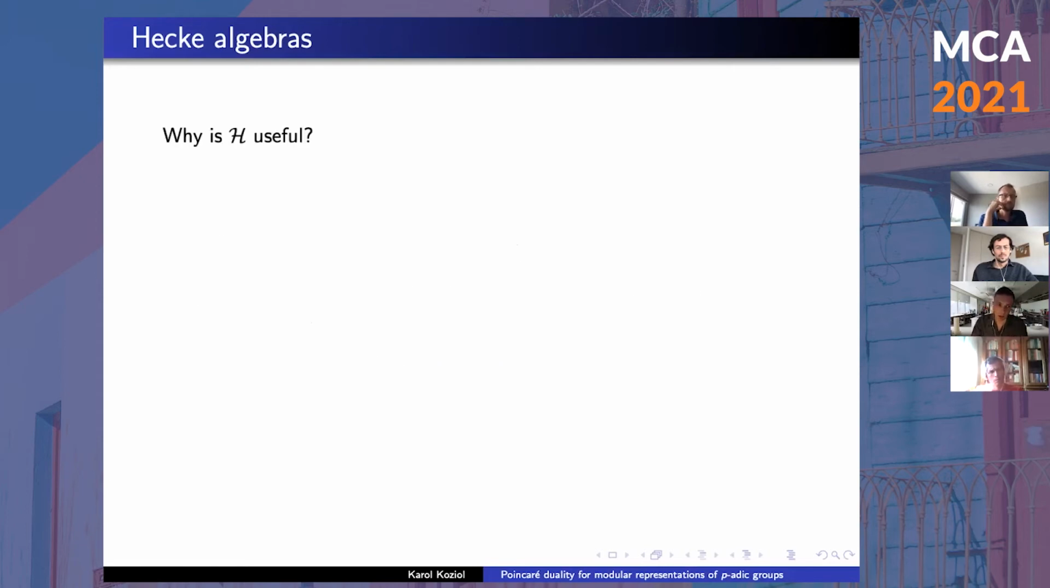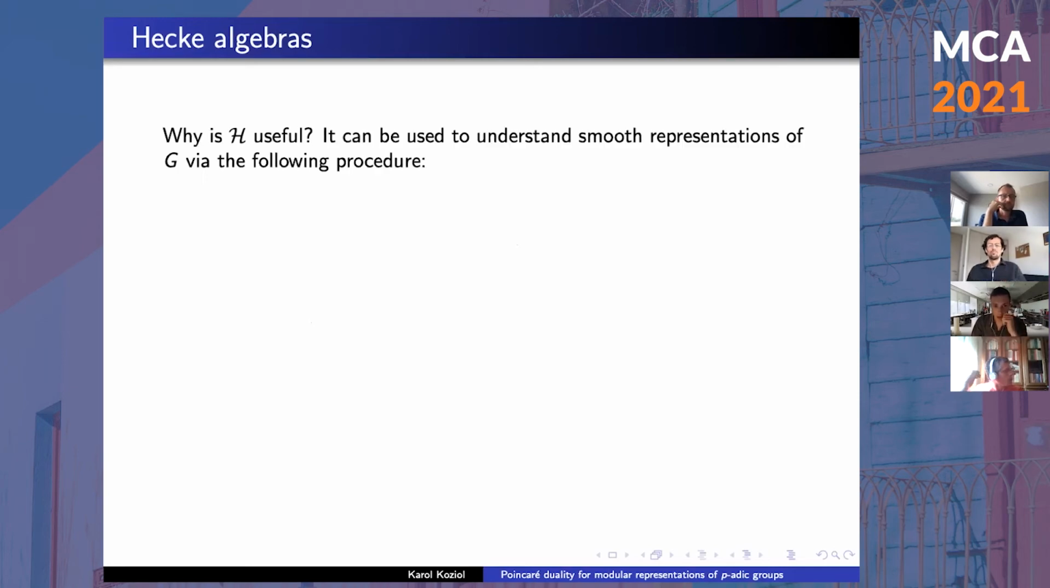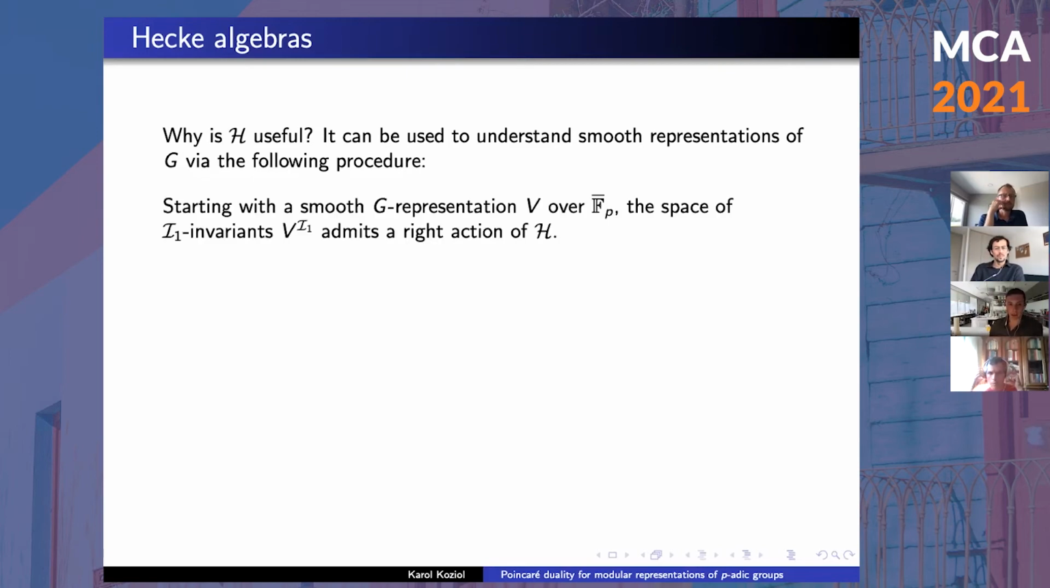So now I should tell you why it's useful. So the idea is that this Hecke algebra can be used to understand smooth representations of G using the following procedure. If I start with a smooth G representation over FP, then the space of invariants actually admits a right action of this Hecke algebra. If I1 happened to be normal, then this space would actually get an action of the whole group G. But in general, I1 is not normal. And so what I'm left with is an action of this Hecke algebra.